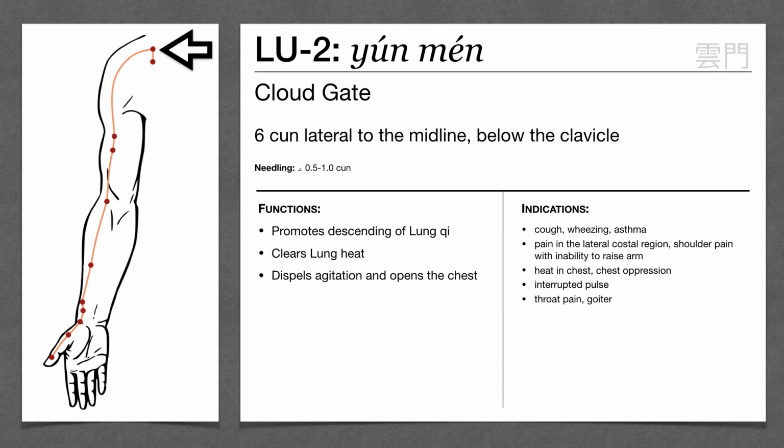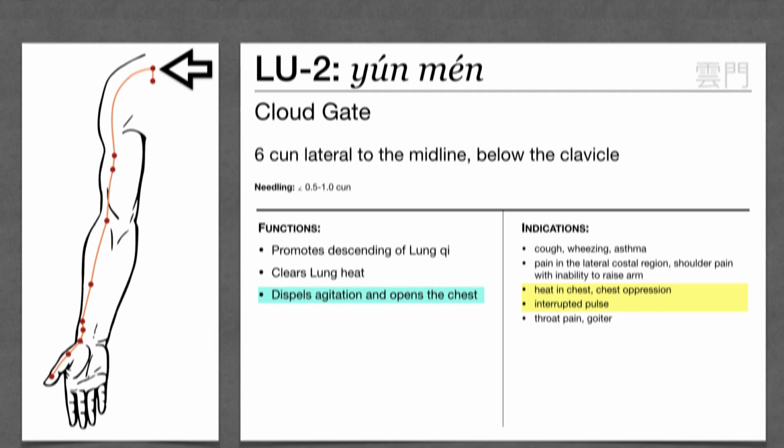Lung 2 is honestly not that interesting. It descends lung qi, but most of the points here do that. It's on the shoulder, so it treats shoulder pain, but if anything stands out, we could say it's that it opens the chest and treats irregular pulse, highlighting that connection between the lung and the heart.